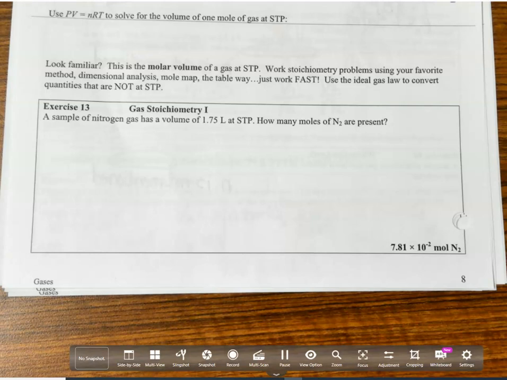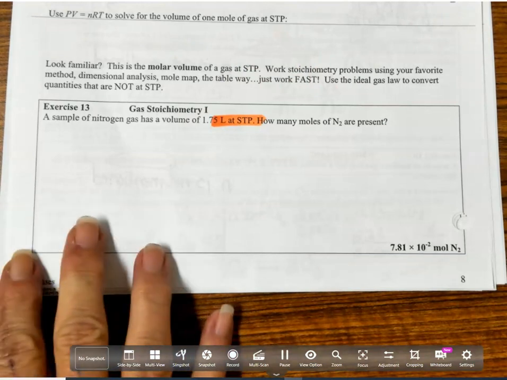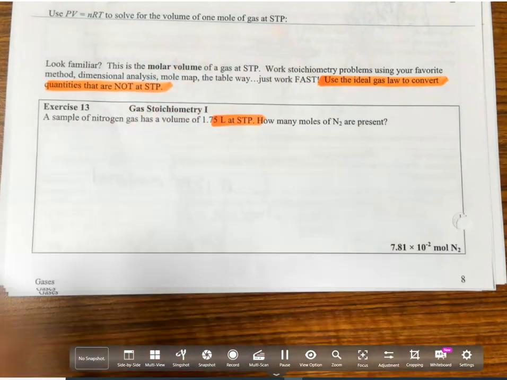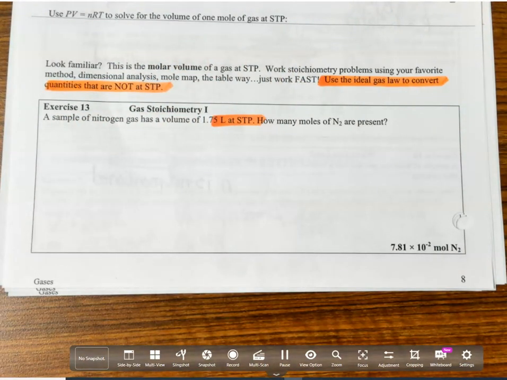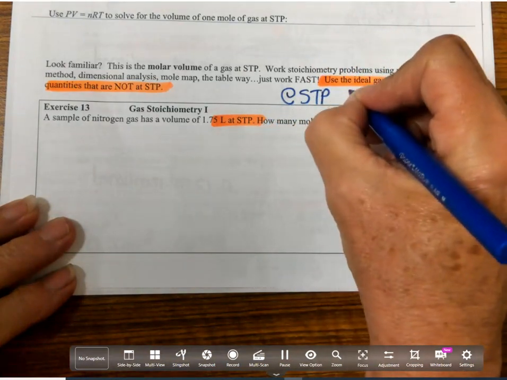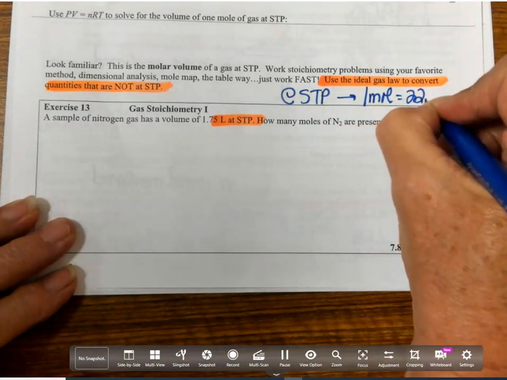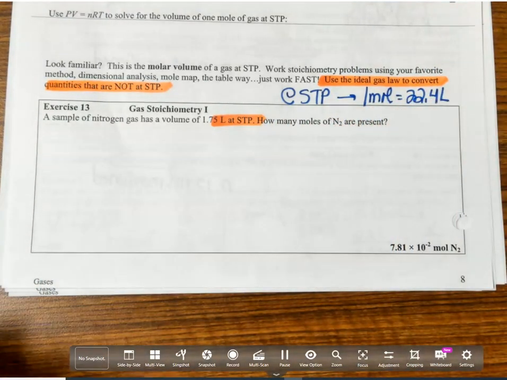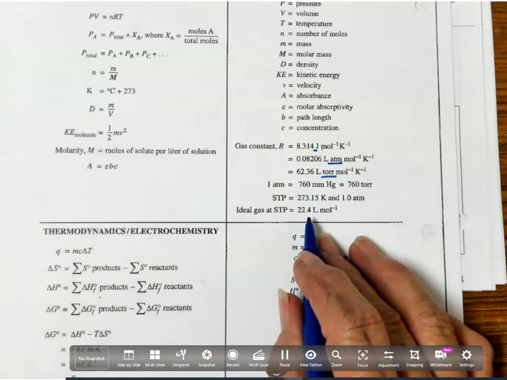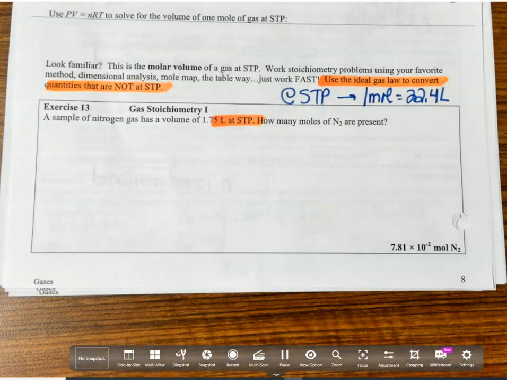One is gas stoichiometry at STP. You are going to have to know how to use the ideal gas law, then quantities where you are at STP and where you are not. At STP, remember that 1 mole is equal to 22.4 liters of a gas. Remember, this has to be a gas, and that is actually in your formula chart. Ideal gas at STP is 22.4 liters per mole.